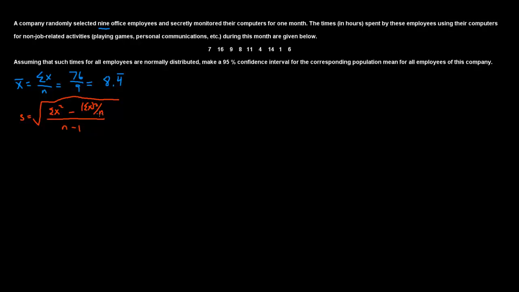We'll then divide by n as well. So let's see what we get here. Again, a big square root, and then a fraction. The sum of the x squares: we need to take 7, square it. Take 16, square it. 9, square it. 8, square it. 11, square it. Add all of those up. When you do that, it looks like we get 820.